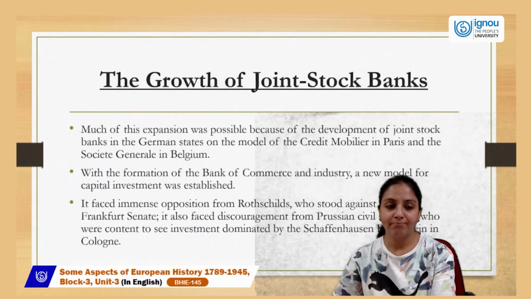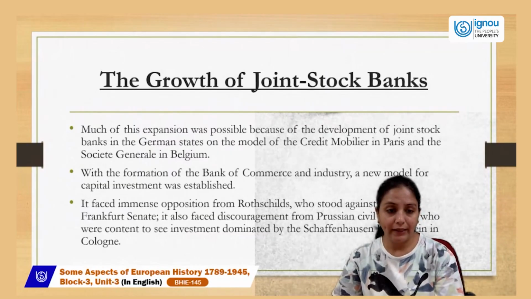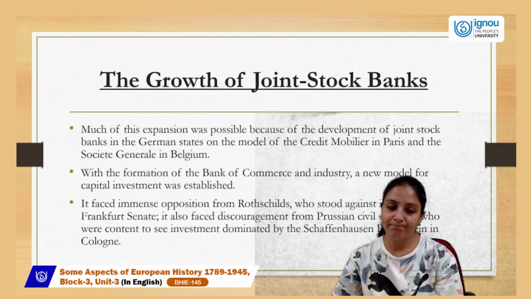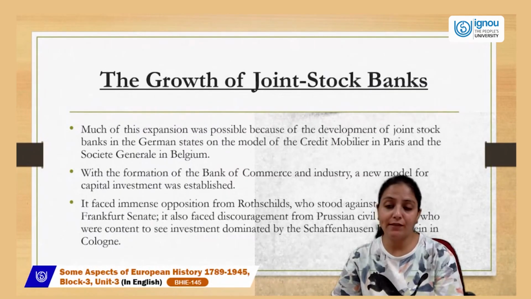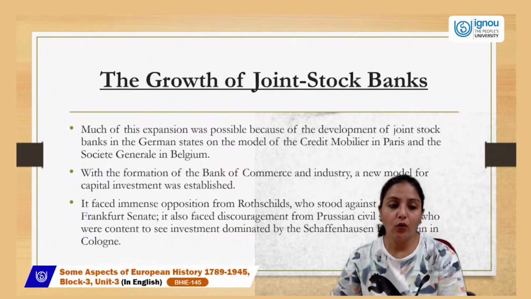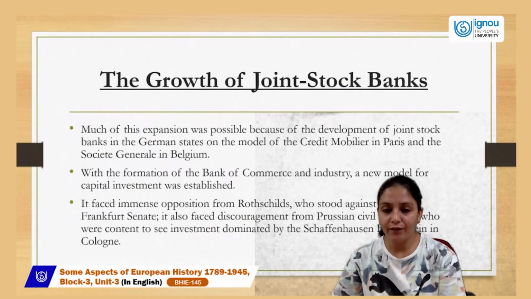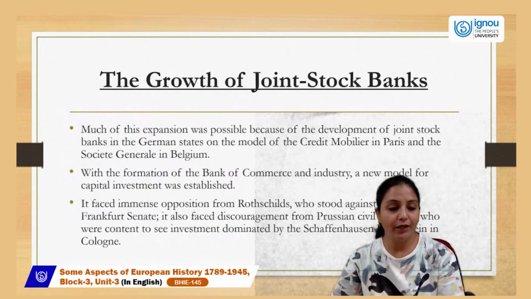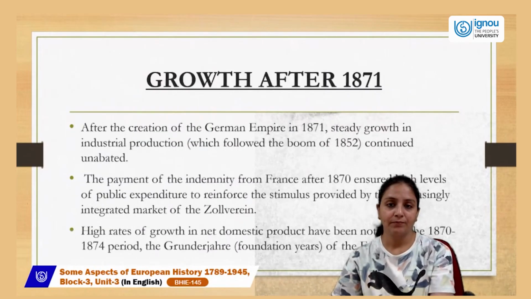What was that? Immense opposition from Rothschilds. They stood against Frankfurt Senate, and they faced discouragement from Prussian civil servants. Prussian was the old name of German at that time. Prussian civil servants, who were content to see investment dominated by Chef in Saint Benverian in Cologne. That is the name of the place.